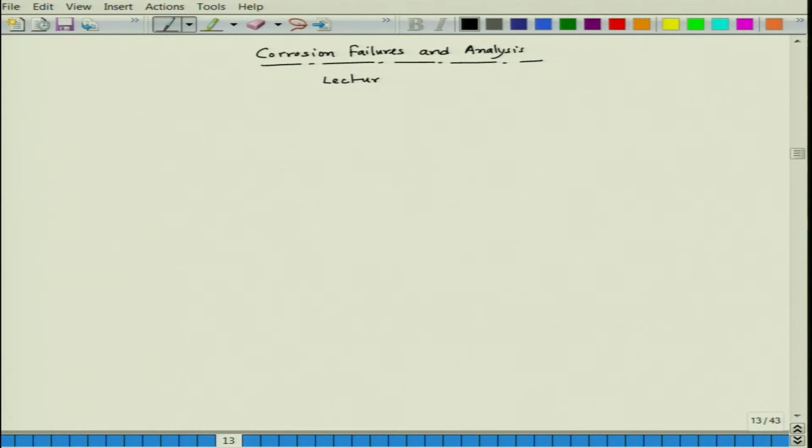Today we have lecture 5, and today's topic will continue on uniform corrosion, and then we will get to galvanic corrosion.